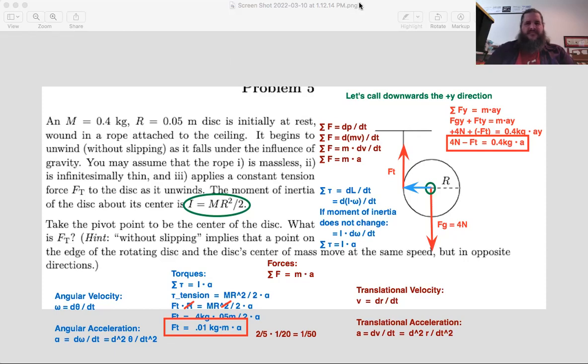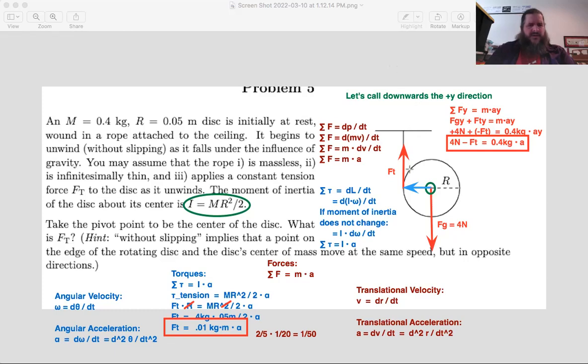I feel like it just has to do with the hint that they're rotating same speed, opposite direction. Does that work? That doesn't actually seem valid.